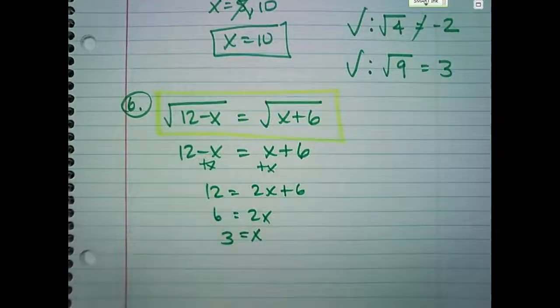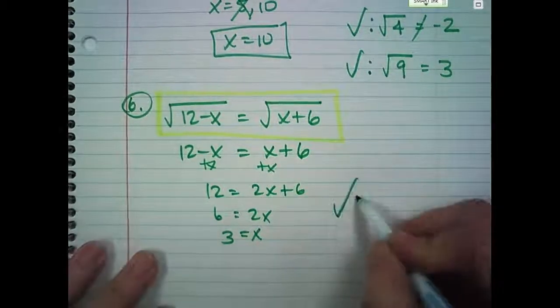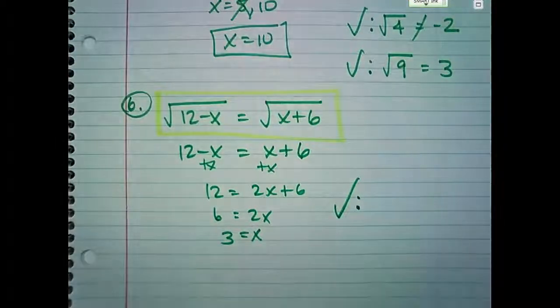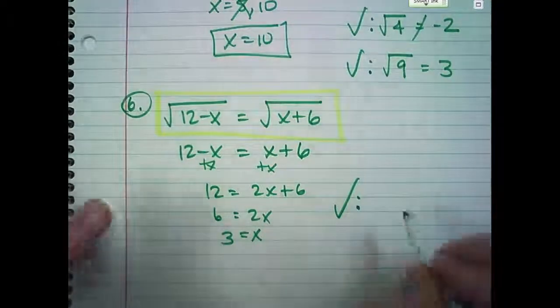That's one way to do it. There's 1,000 ways to solve that problem, but x is 3. Go and check it now. Check it, see if it's right. What do you think? Is it? The square root of 9 equals the square root of 9. It works.